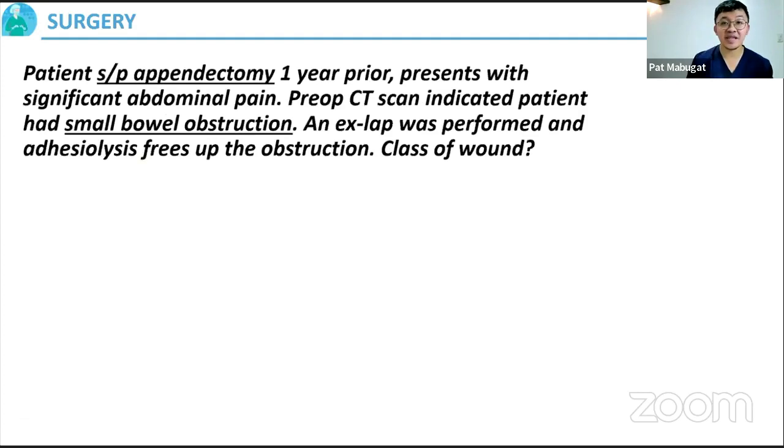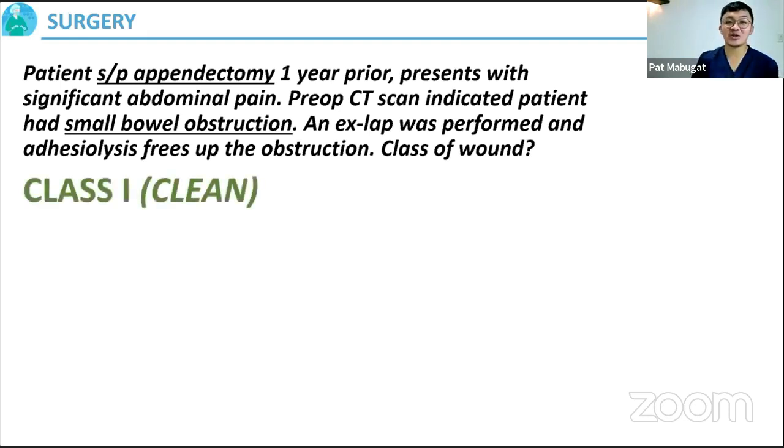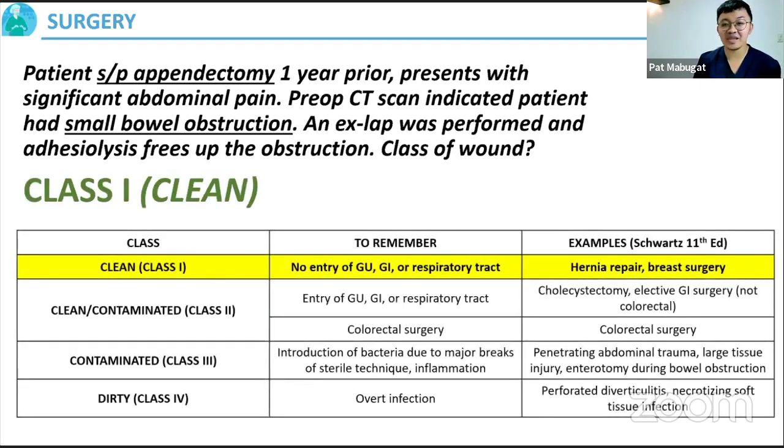Next, a patient, post appendectomy a year prior, went to your clinic complaining of abdominal pain. CT scan revealed a small bowel obstruction. You're thinking post-op adhesions, the most common cause. XLAP was performed and adhesion lysis frees up the obstruction. What's the class of wound? I'll give you a few seconds to think about this. You operated on the patient, you lysed adhesions. Did you enter any bowel? Was there inflammation or purulence? No. So the correct answer for this is still class 1 or clean. There's no entry of anything, there's no inflammation, there's no purulence.